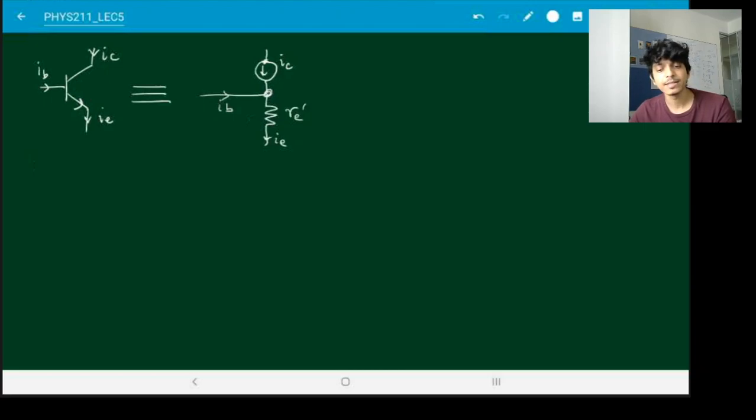There is an internal resistance within the transistor. The transistor's internal resistance is what we denote by Re prime, and Re prime is given by Vt over IE. IE is your DC emitter current. Vt is what is called the thermal potential inside your internal diodes, and this has the value 25 millivolts.